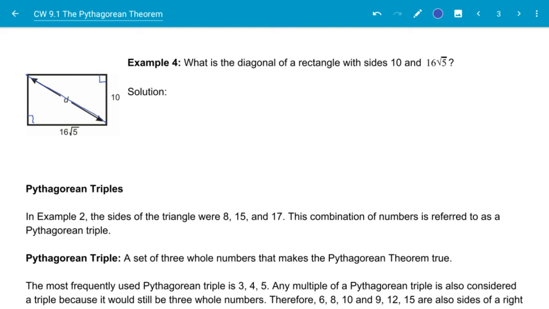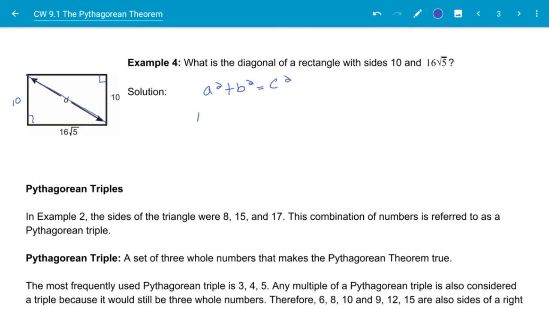With one of the legs being 16 square root of 5 and the other leg being 10, so that the diagonal would form the hypotenuse of that right triangle. So what we're going to do is use the Pythagorean Theorem to find the hypotenuse of that triangle. So I have a squared plus b squared is equal to c squared. Again, every time we use a formula, we write it down to help us remember that formula.